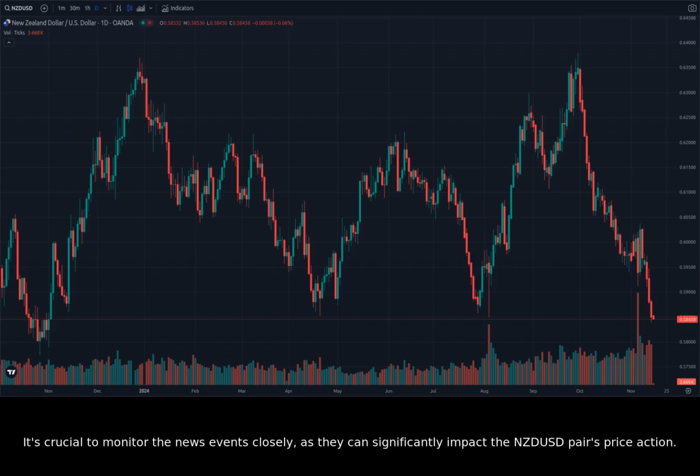It's crucial to monitor the news events closely, as they can significantly impact the NZDUSD pair's price action. Specifically, pay attention to the U.S. election outcome, global economic conditions, and the RBNZ rate cuts. Remember, this analysis is based on the current market conditions and could change as new information emerges. Therefore, it's essential to conduct your own research and due diligence before making any trading decisions.